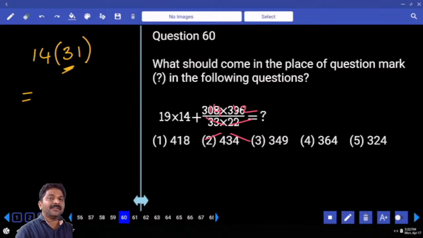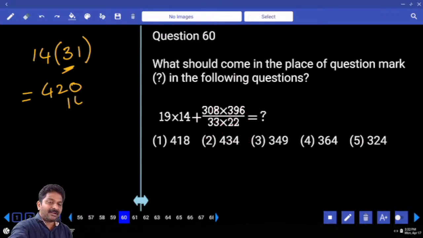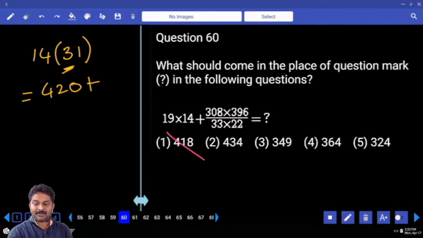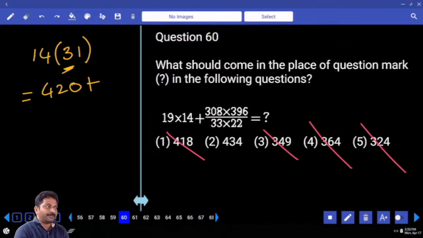31 times will be 30 times plus 1. Is that okay? 14 threes are 42. This is 30 times, plus one more time, 14. Answer. But otherwise, you are done with the answer. You already know that two options are eliminated. 14 30s is 420, right? Still something else you need to add? The answer must be in the 400s. No, no. Fourth option, fifth option, eliminated. You don't have to complete the calculations.